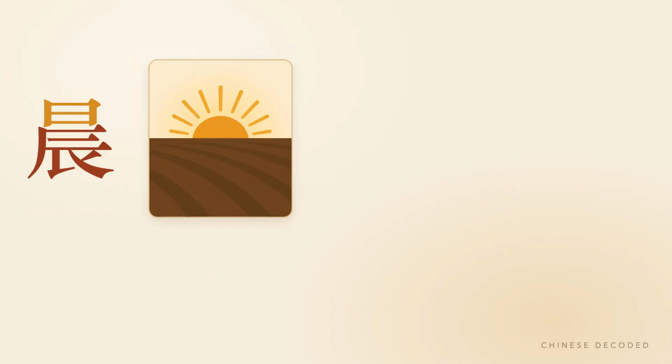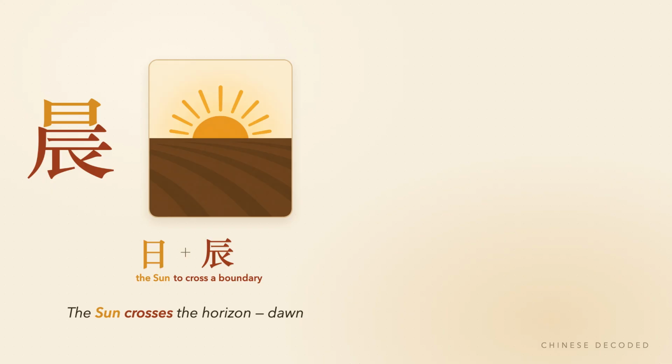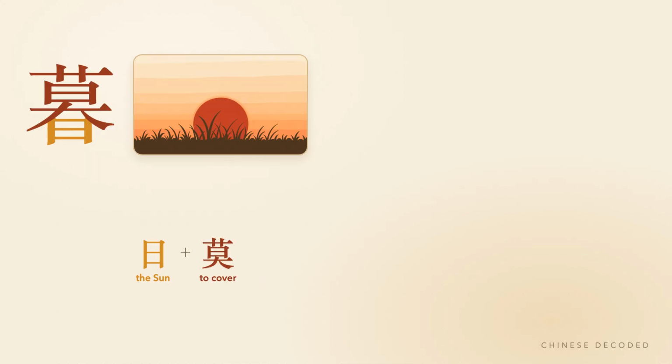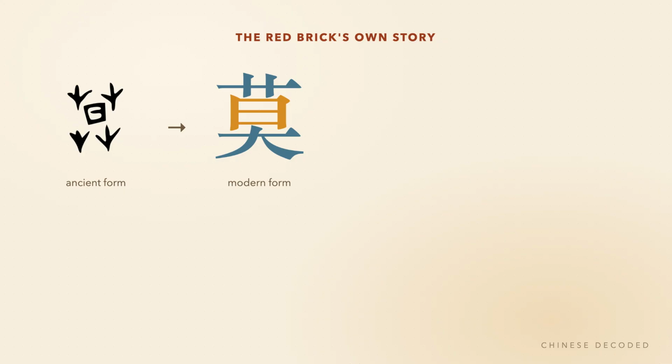The same dawn built another way, the sun with an abstract concept, to cross a boundary, the sun crossing the horizon, dawn. The sun plus the concept to cover, the sun being veiled away, dusk. Dusk, too, was once written by placing the sun against another object, the same logic as the east and dawn characters, the sun sinking into the grasses, dusk.